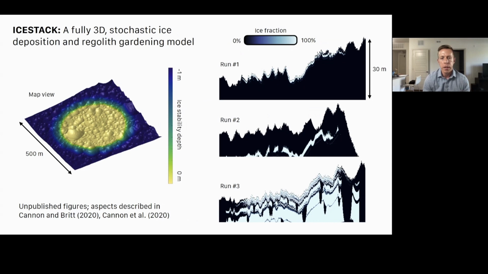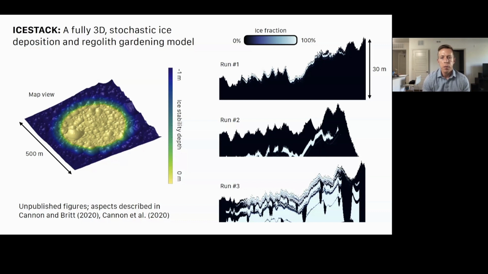The other modeling work I've been doing is to really try and understand how all of the different geologic processes, so ice deposition, regolith gardening, ice loss processes, how all of those work together to build up these stratigraphies of ice within the subsurface. So this is a model called Ice Stack, and this is a fully three-dimensional stochastic ice deposition and regolith gardening model that I've been working on for some time. Some of the new features here shown on the left, it's now able to take in ice stability depth maps for a certain area, and those can change over time. So it's not just ice stable everywhere. It varies with XY location.